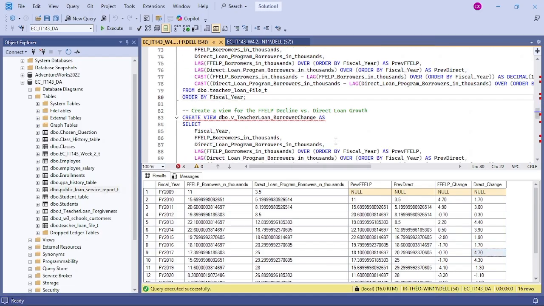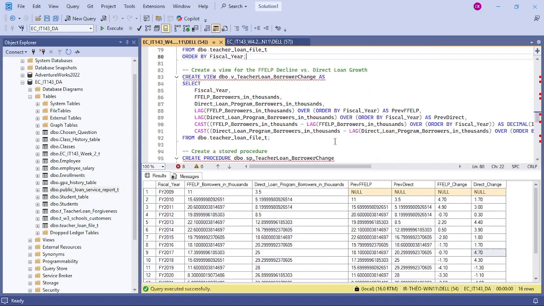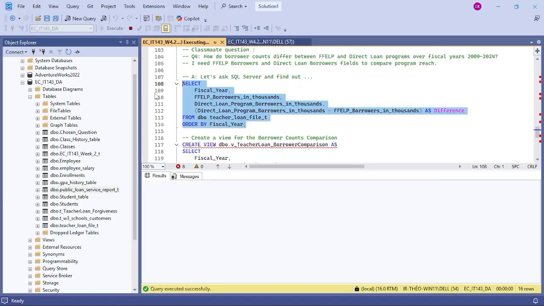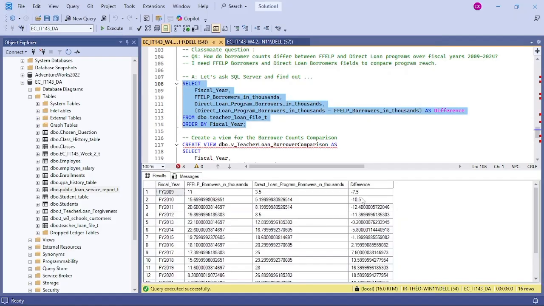Okay, let's go on and execute our last question. I have a simple select statement in which I do arithmetic: direct loan borrowers minus FFELP borrowers. So I will execute, and here we see the difference, the difference for both programs.